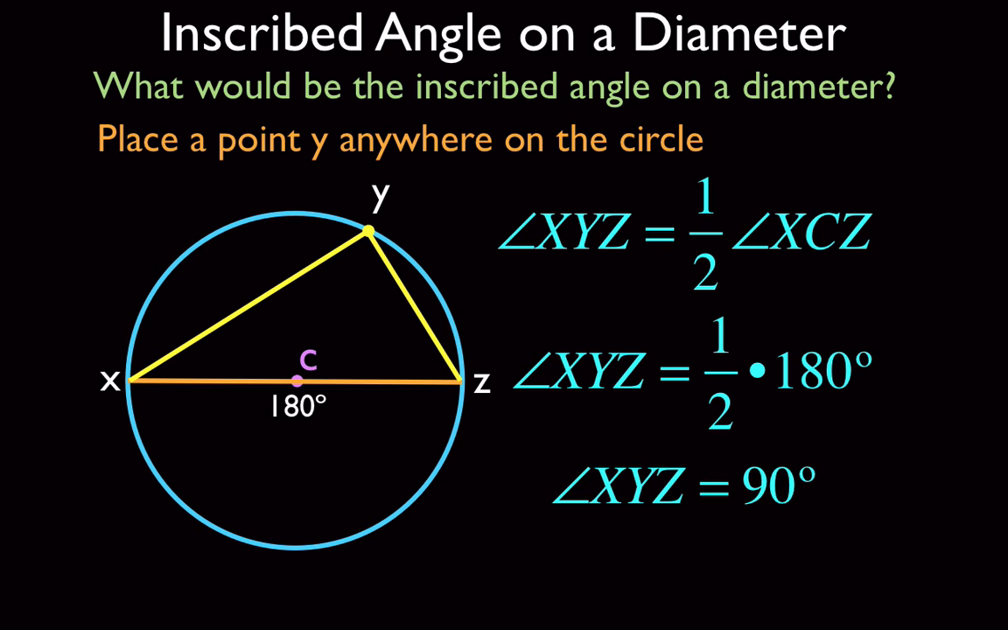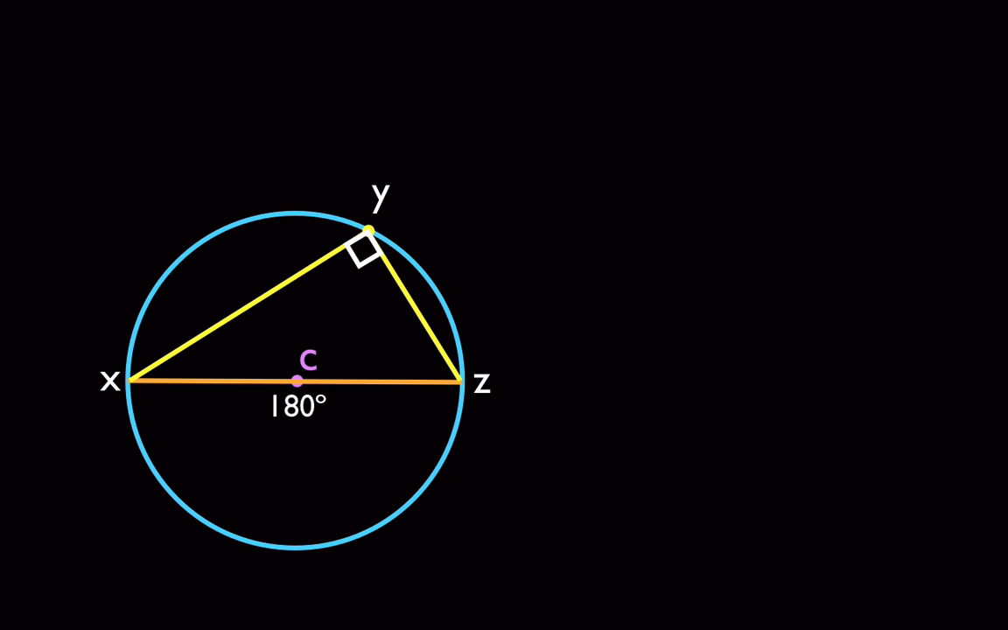So thinking about some of the examples you could use, now you've got right triangles, you could use SOHCAHTOA, Pythagorean theorem, all those things will come into play. Okay, so let's take a look at the theorem.